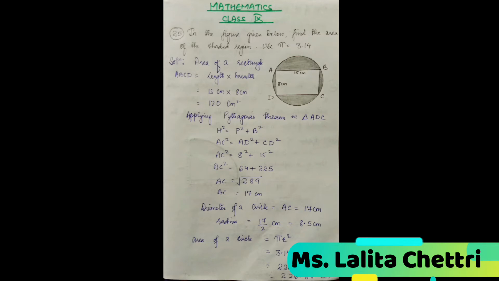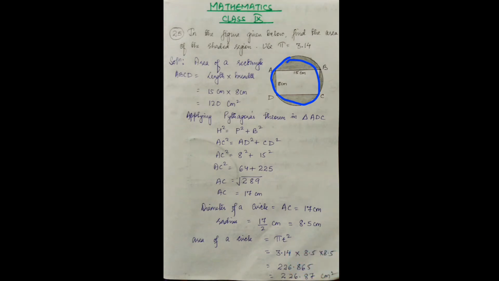So here, diagram is given. Here is one circle, and inside the circle one rectangle is given. So you have to find the shaded portion. Here the portions are shaded, right? You have to find the area of this shaded portion.